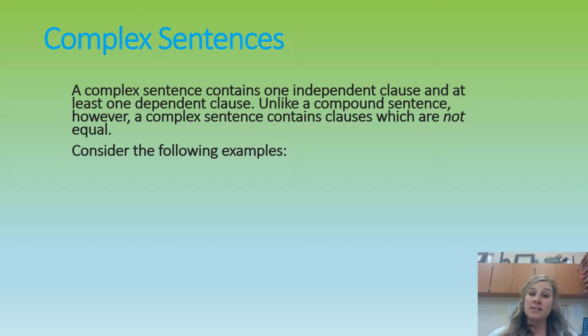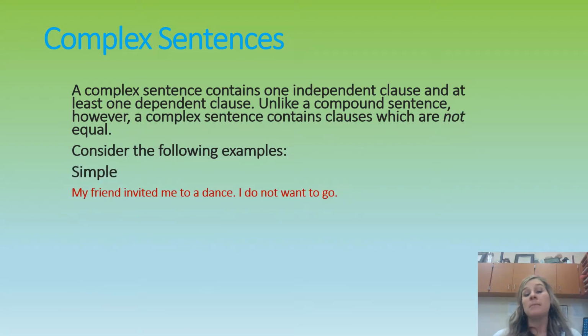So a complex sentence has one independent clause and one dependent clause. So far in class, we've only focused on sentences that have independent clauses. Let me show you what I mean. So we've talked about simple sentences. This is a sentence that has a complete subject and a complete predicate, like these examples. My friend invited me to a dance. I do not want to go. Those are two independent clauses.